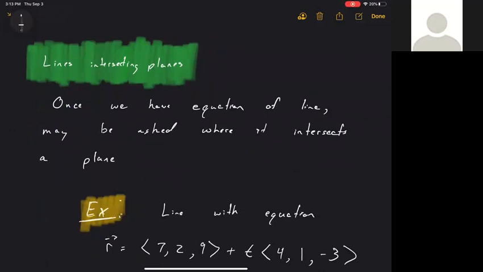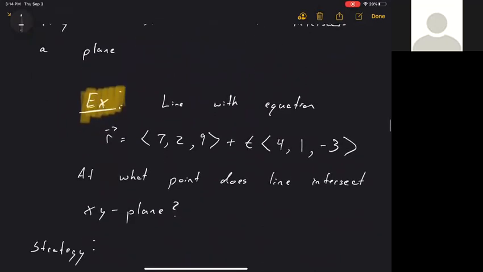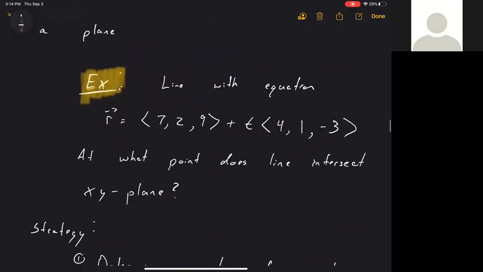Now let's talk about some slightly more complicated examples with lines. Let's say we have a line and a plane. How can we find where the line intersects the plane? An example of that type of question would be: let's say we have the line with this equation here. At what point does the line intersect the XY plane? How can we solve for that?